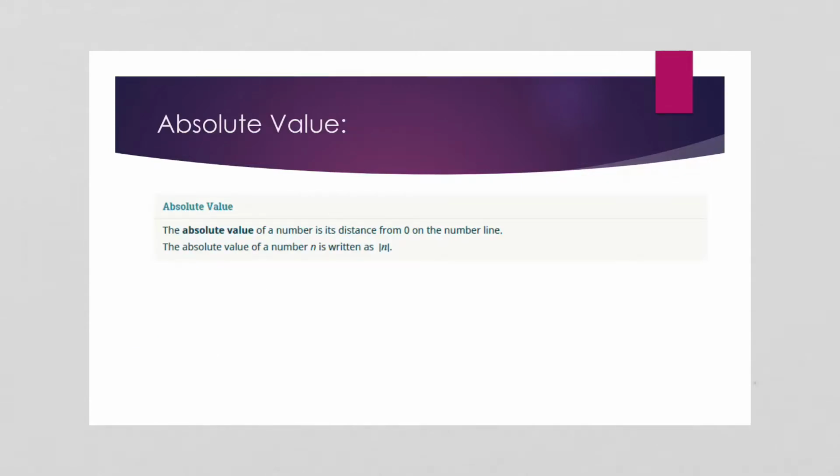All right, so the absolute value of a number is the distance that the number is from 0 on the number line. And we use vertical bars called absolute value bars. So if I want to know the absolute value of 5, that distance is 5 units from 0. If I want to know the absolute value of -5, that distance is also 5 units away from 0.